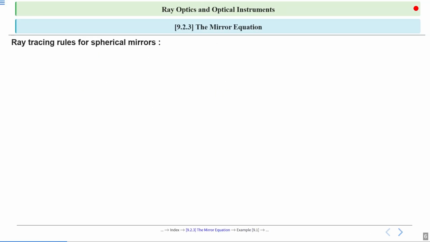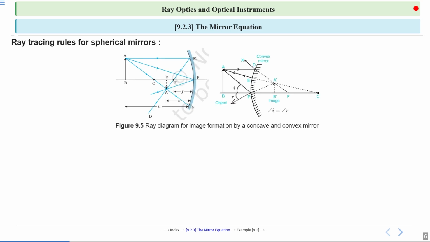Ray tracing rules for spherical mirrors. There are some rules for which way the rays go after reflecting from the mirror. In figure 9.5, the ray diagram for image formation by a concave and convex mirror is shown. In the concave mirror on the left side of the diagram, the ray going parallel to the principal axis, after reflection passes through the focus. That is the rule for ray tracing.